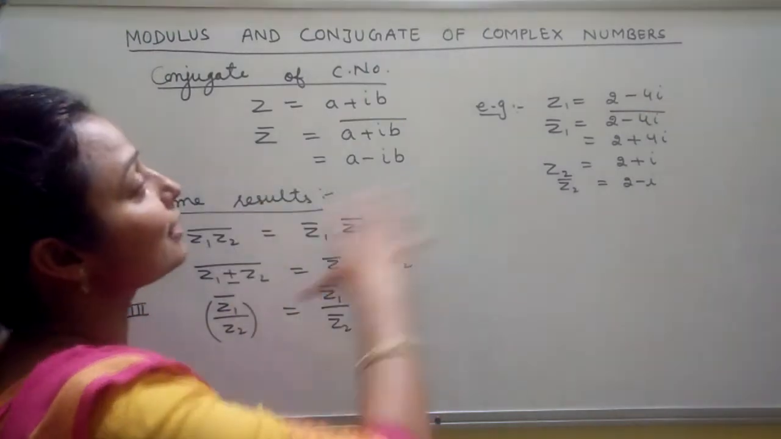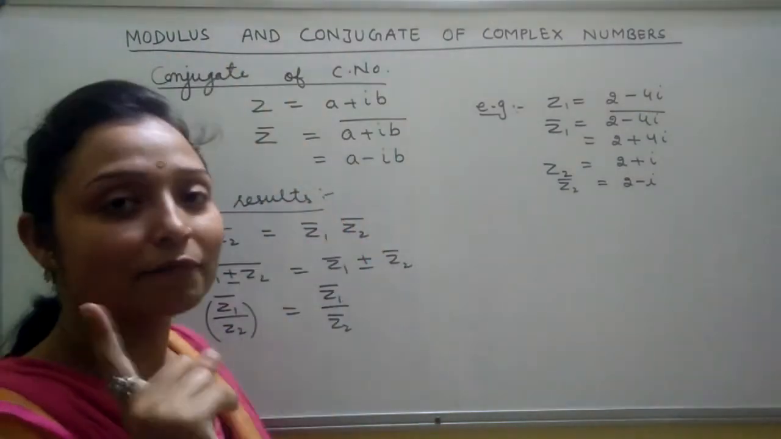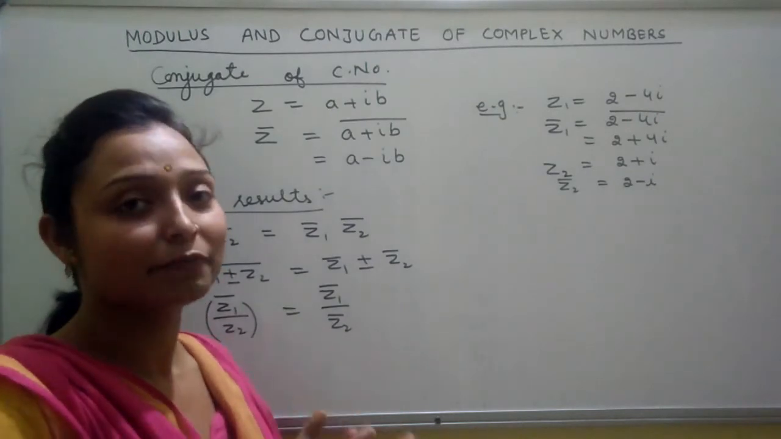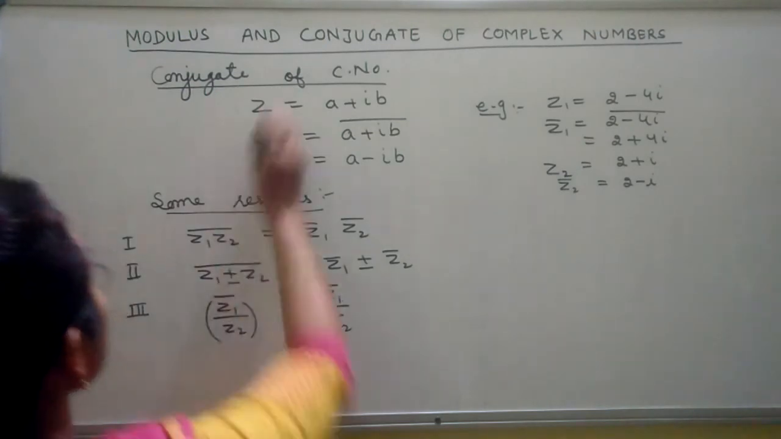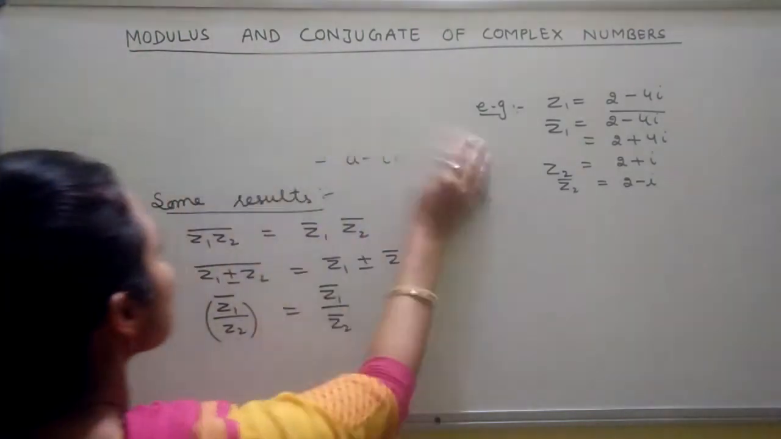Now by using these two, conjugate and modulus, we have one more term, the multiplicative inverse of a complex number. What is that? The multiplicative inverse is very easy by using these two values.